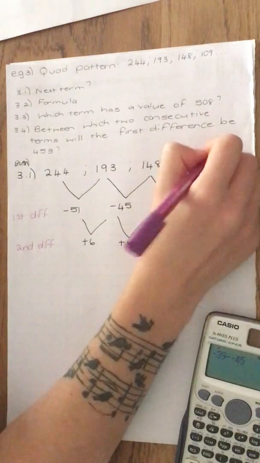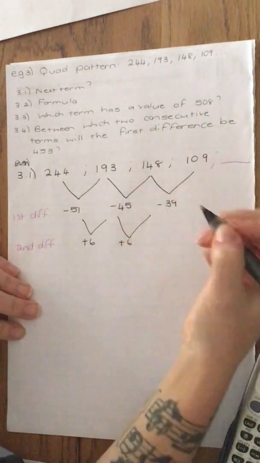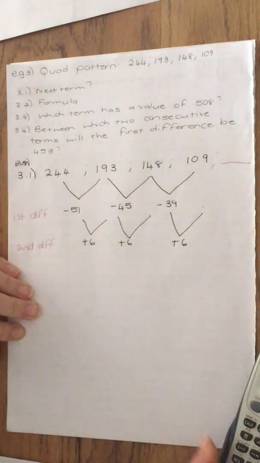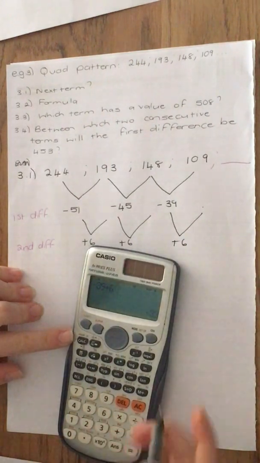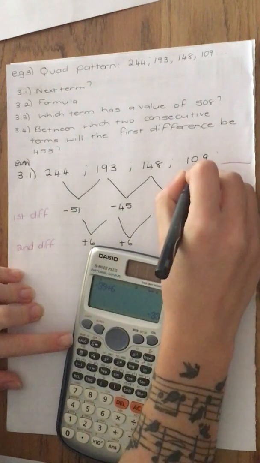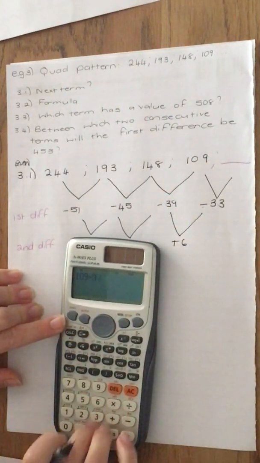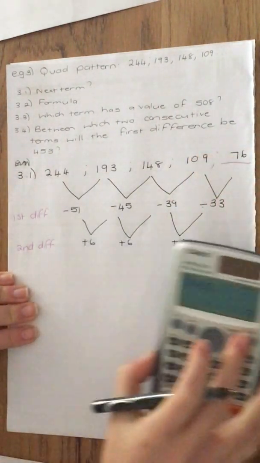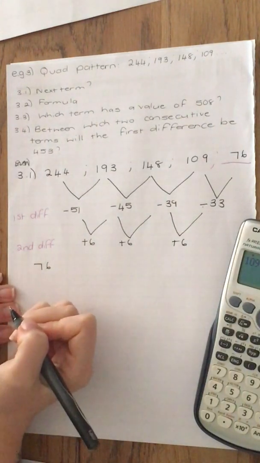They want the next term. Okay, they want what comes over here. So basically, if I work backwards, I need to plus 6 to get this difference over here. So minus 39 plus 6 is minus 33. So I must subtract 33 from 109, which gives me 76. So your answer to 3.1 is 76. That is your next term.